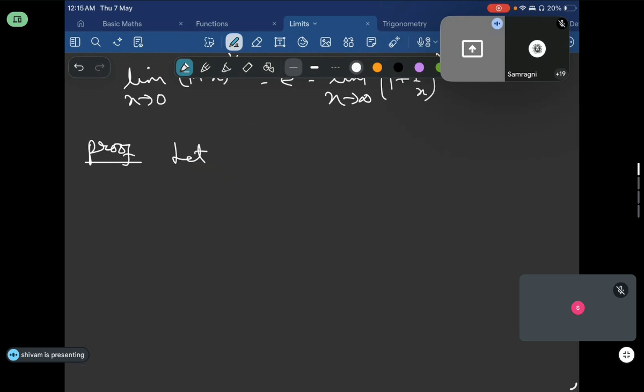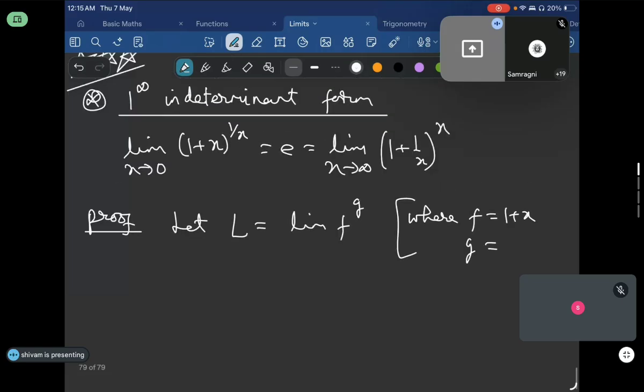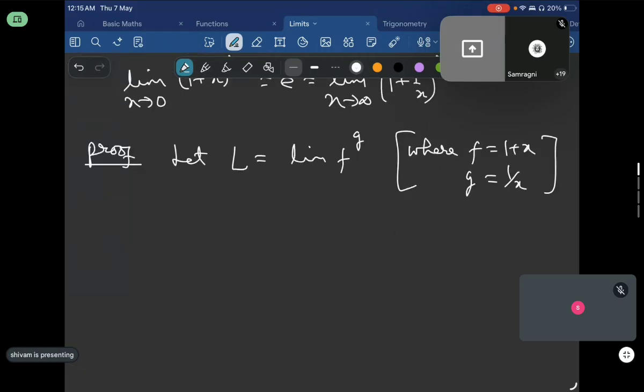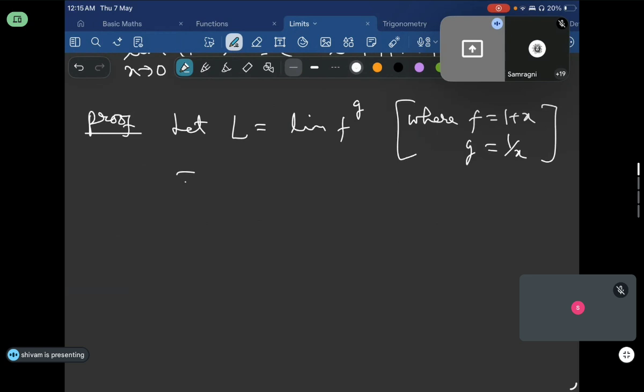Let L be equal to limit f to the power g, where f is taken as 1 plus x and g is taken as 1 by x. It's a very standard result, everyone. Pay attention. I'll take log on both sides.